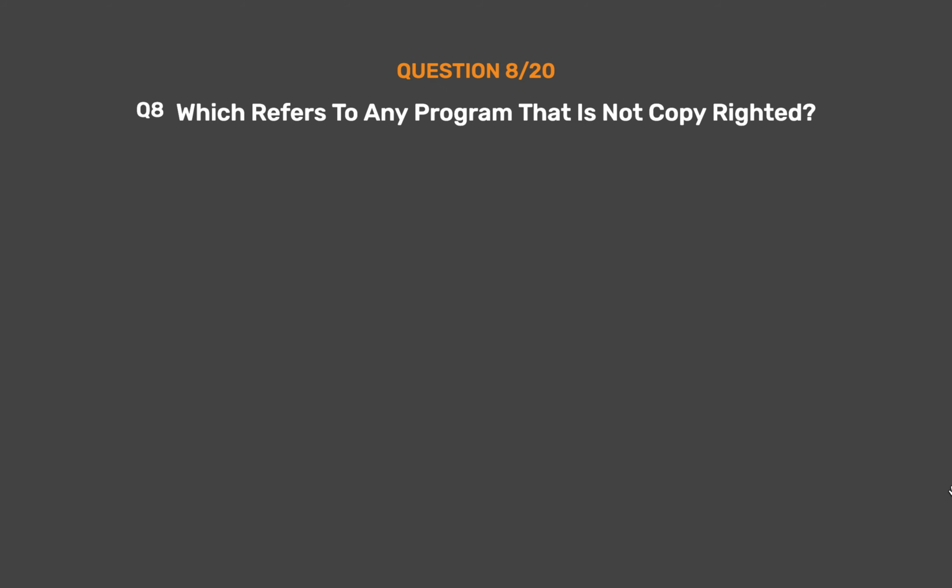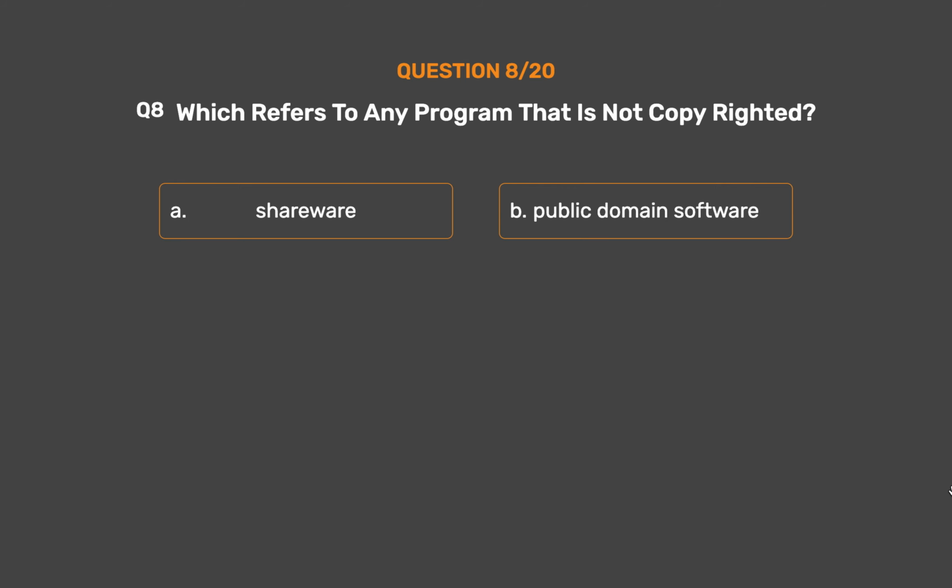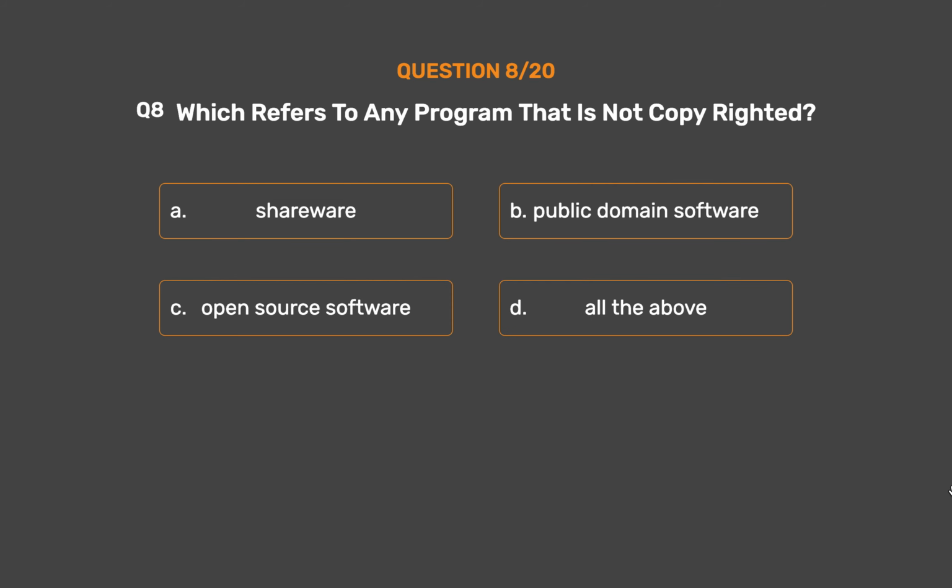Question number 8. Which refers to any program that is not copyrighted? Option A. Shareware. Option B. Public domain software. Option C. Open source software. Option D. All the above.